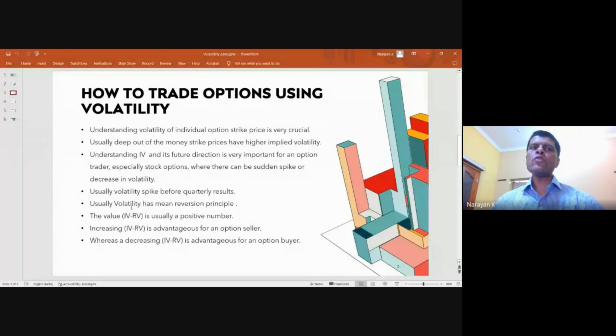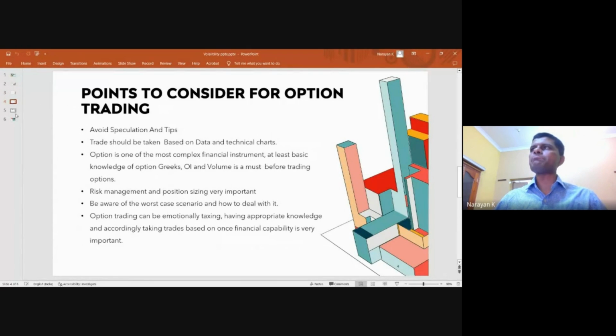Usually the value of implied volatility minus realized volatility is a positive number. An increasing value of this graph, that is implied volatility minus realized volatility, is advantageous if you are an option seller, whereas a decreasing implied volatility minus realized volatility is advantageous if you are an option buyer and disadvantageous if you are an option seller. We'll try to understand with some charts.